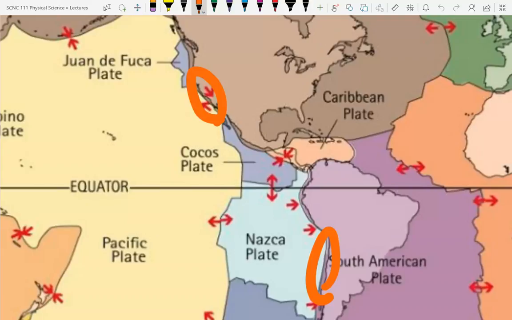Okay, what causes the earthquakes? It's the sliding of the plates. The sliding of the plates creates stresses along little fractures in the earth. Those little fractures in the earth we call faults. And when the stress on a fault gets big enough, it'll slide.